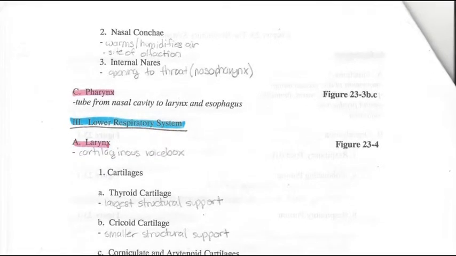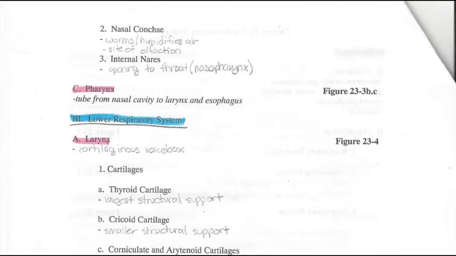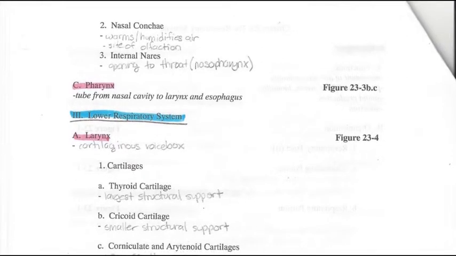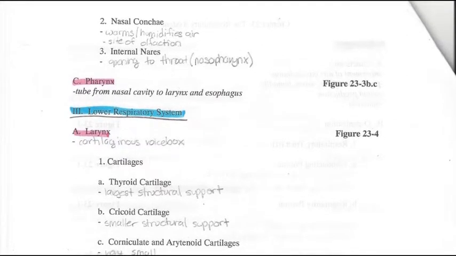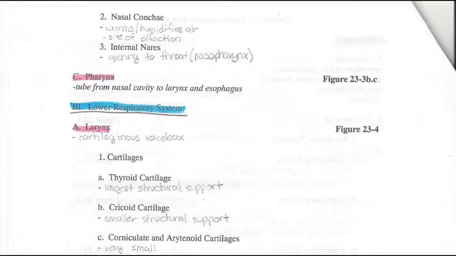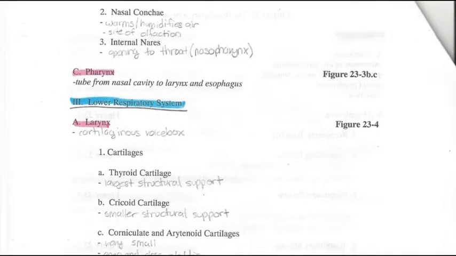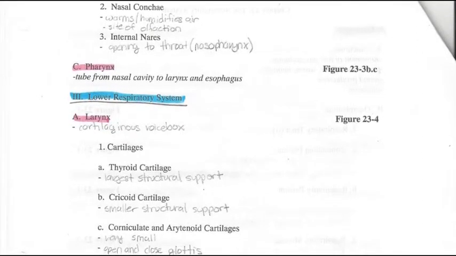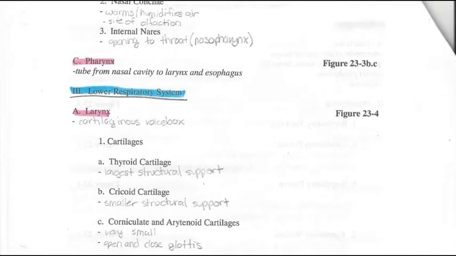Internal nares. These are the openings to the throat, also known as the nasopharynx. C. Pharynx. This is a tube from the nasal cavity to the larynx and esophagus. Lower respiratory system. A. Larynx.